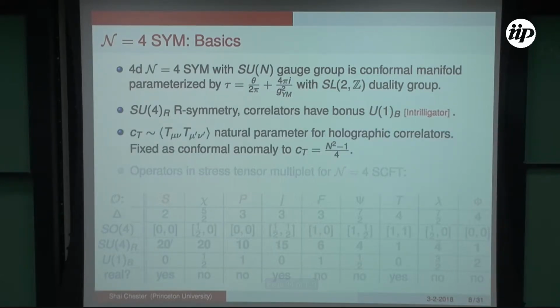It turns out it's actually more convenient, instead of thinking of large N, to think of large C_T, where C_T is the coefficient of the stress tensor multiplet two-point function. This is the more natural parameter for holographic correlators.